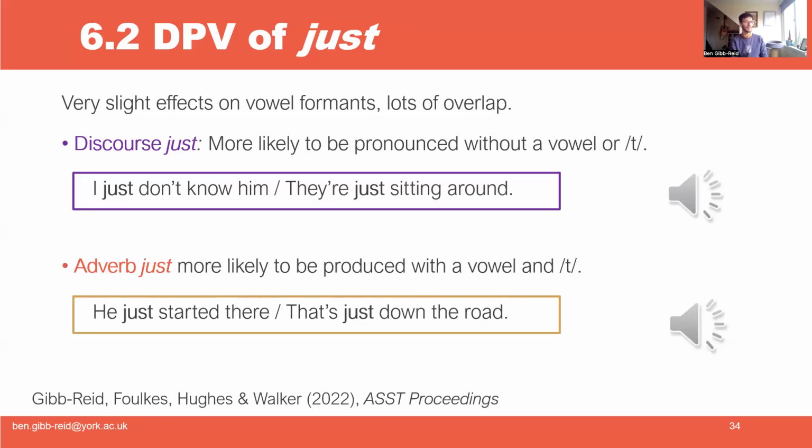When we have an adverb token, that's more likely to be produced with a full vowel, and often the t is also there. So an adverb would be like an adverb of time. So he just started there, or of place, kind of approximation. That's just down the road. Well, he just started.